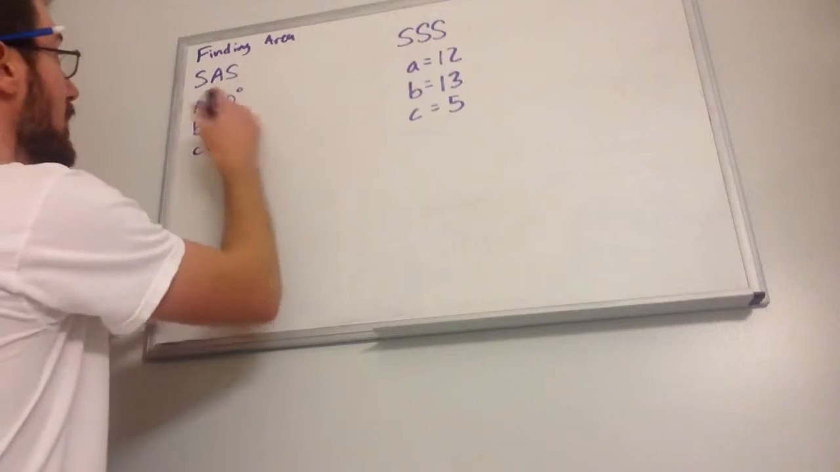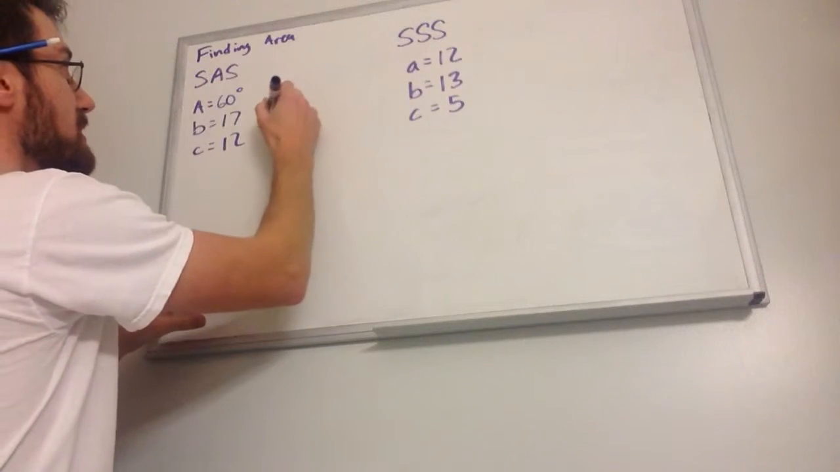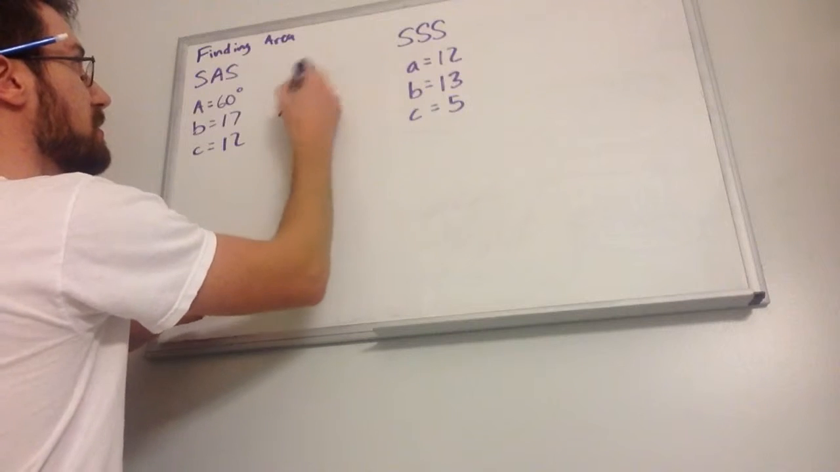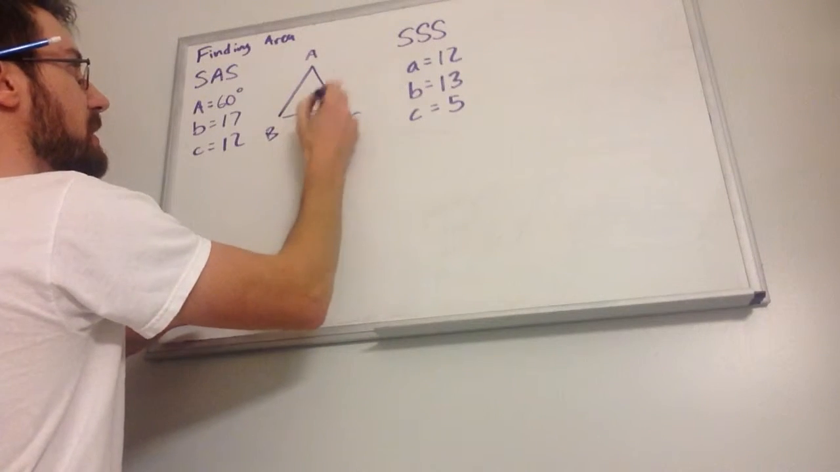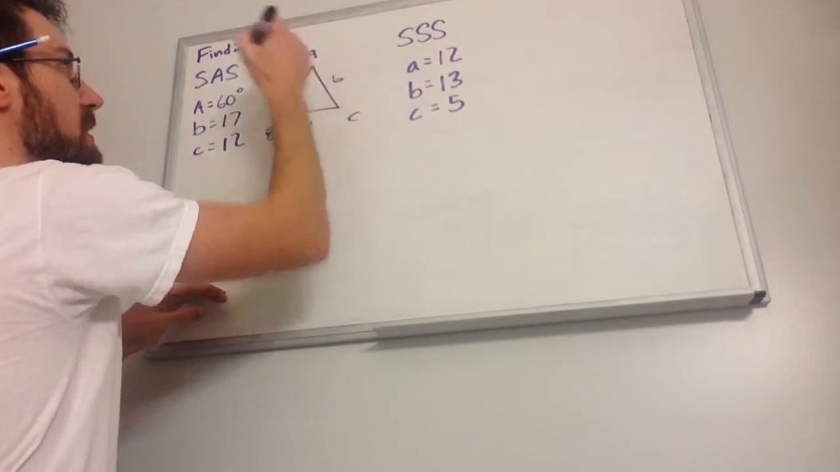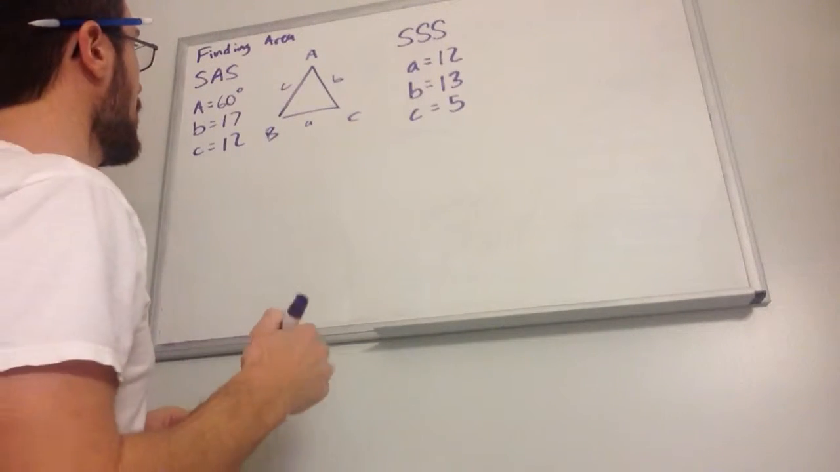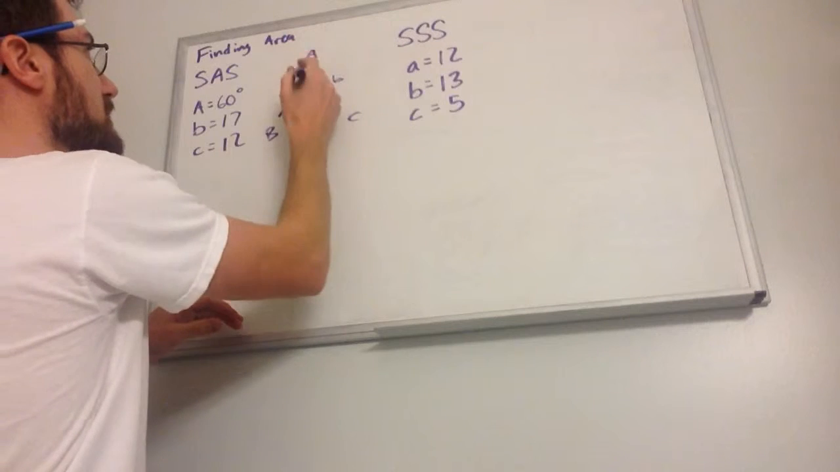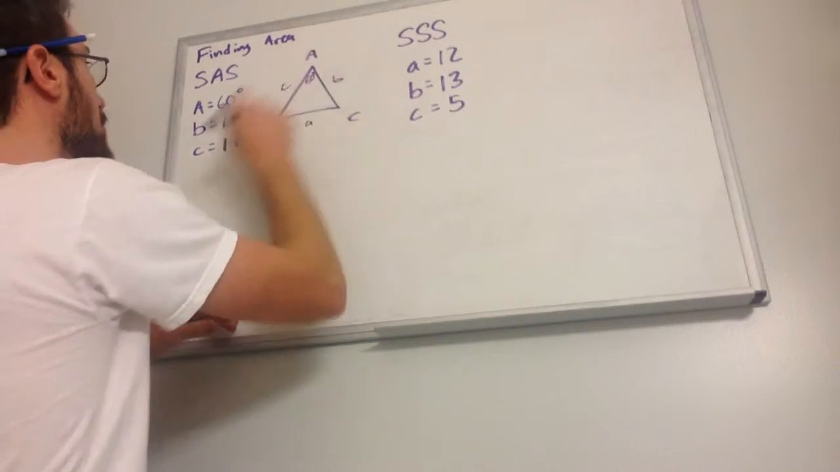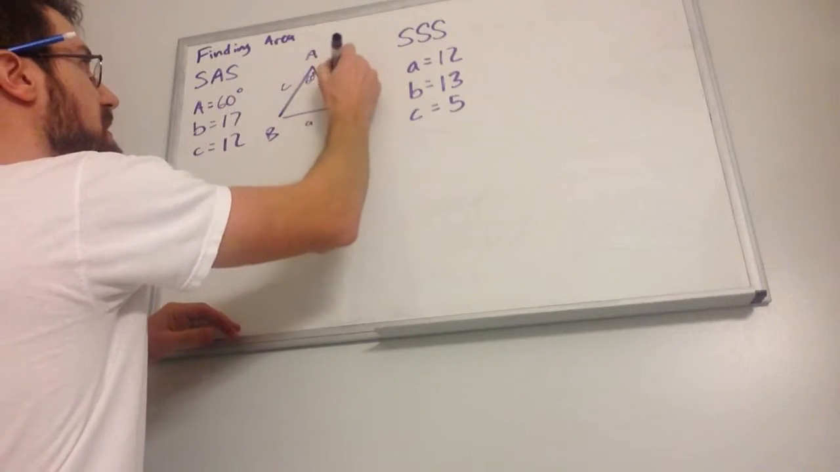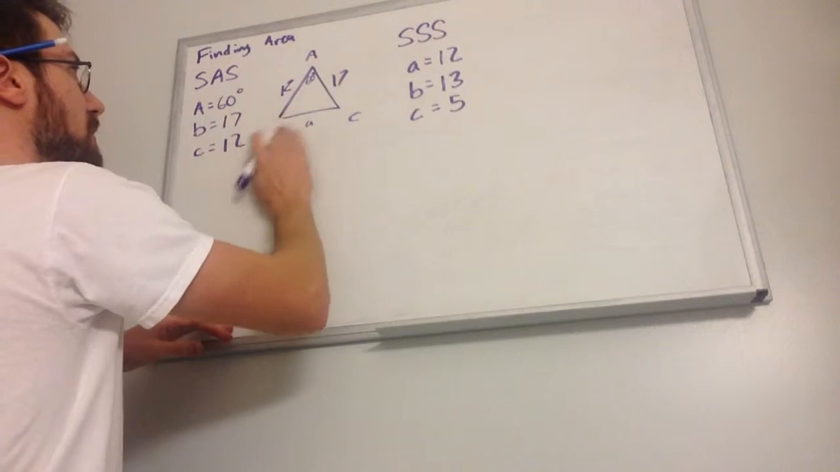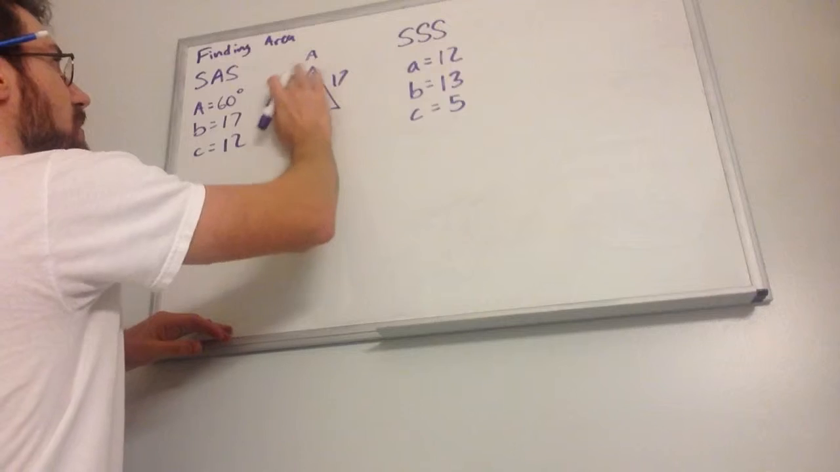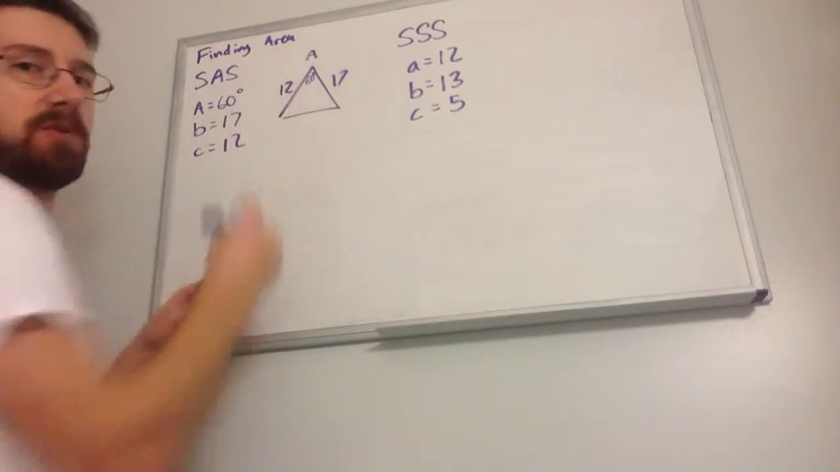So in this case, I've got my angle A is 60, so maybe I start this out just doing A, B, C, and then that makes this A, this B, and this C. Angle A is going to be 60 degrees, side B is 17, and side C is 12, and I want to figure out what the area of this triangle is.